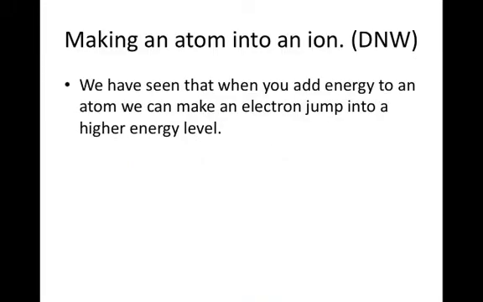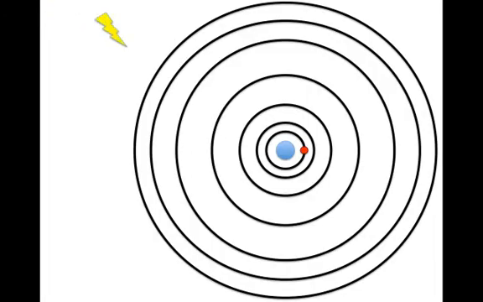Now, you can make an atom into an ion with the same idea. We have seen that when you add energy to an atom, we can make an electron jump into a higher energy level, and then when it falls back down, it releases the energy that it absorbed. Okay. If we add more energy, we can make that electron jump to a higher energy level, and then when it falls back down, it will release a greater pocket of energy.